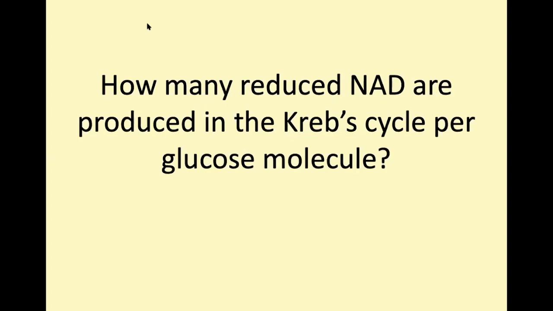So just remember that oxidative phosphorylation refers to the electron transport chain and the chemiosmosis, whereas substrate level phosphorylation refers to a reaction where ADP is going to ATP.